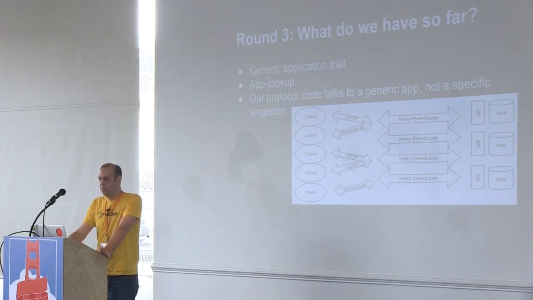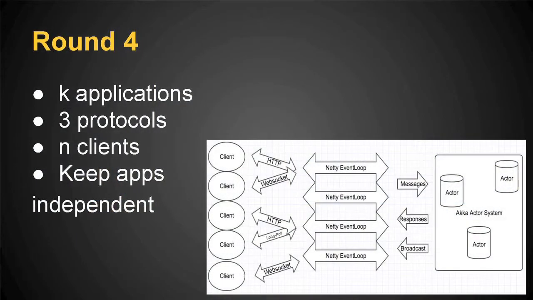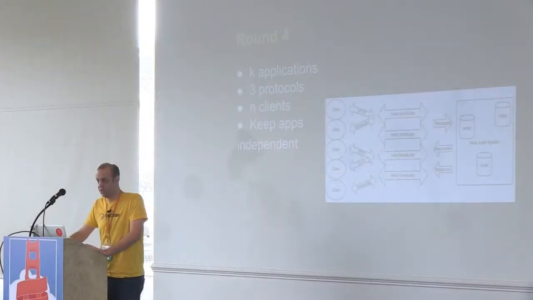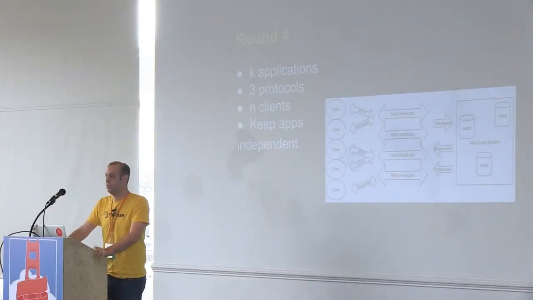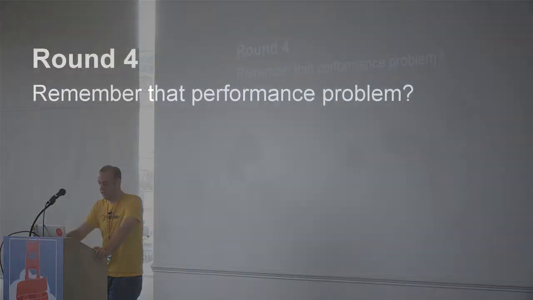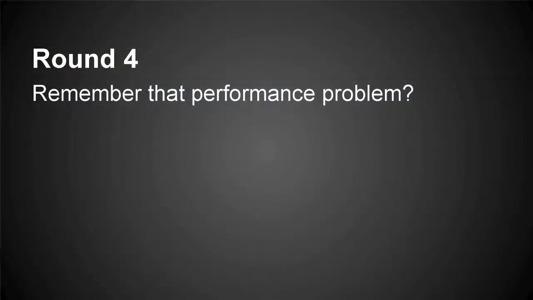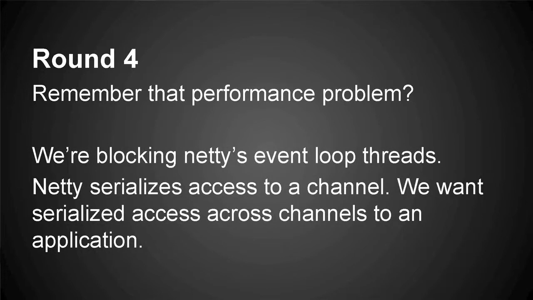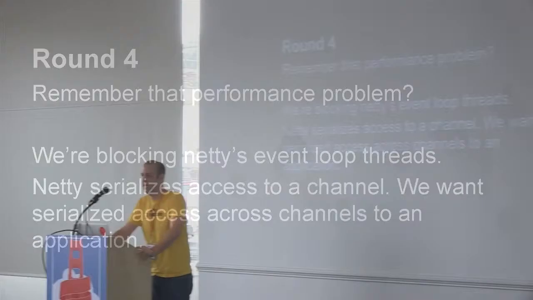OK, so that's most of what we set out to do. But we still have another round to go. And I kind of snuck in an extra bullet point here to remind us of what we need to accomplish still. I mentioned back in round 2 that there are some problems that we are going to come back to. And specifically, it's a performance problem. So it has to do with how we are serializing access to the application state.